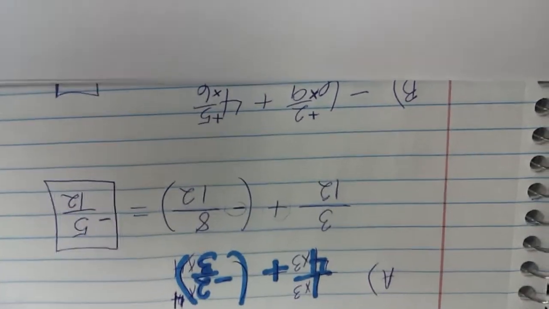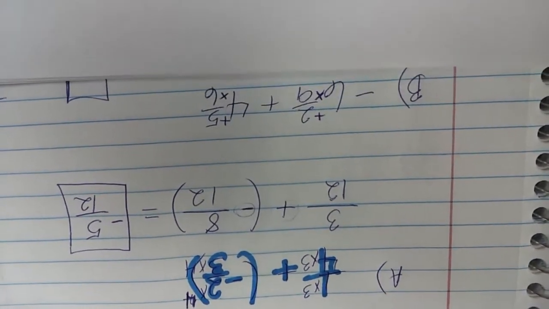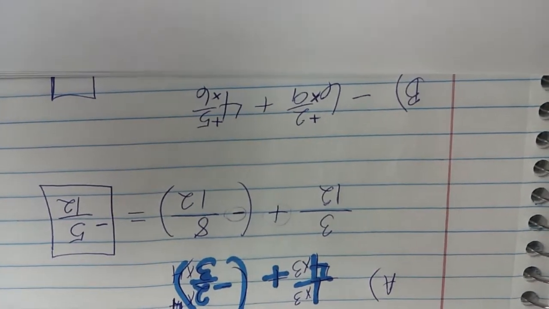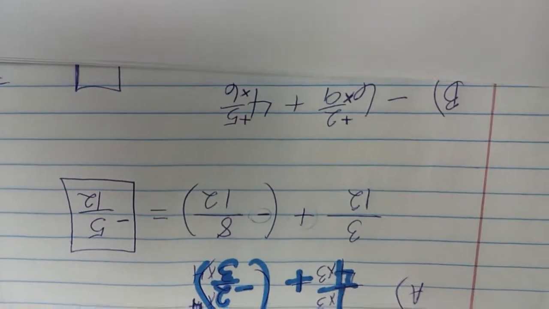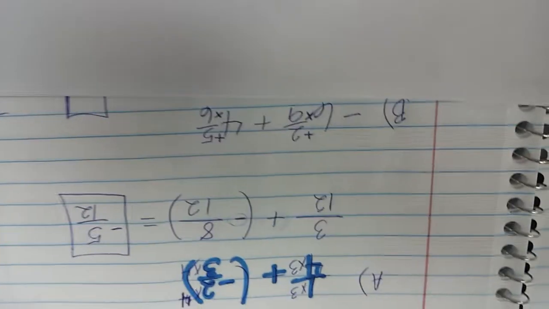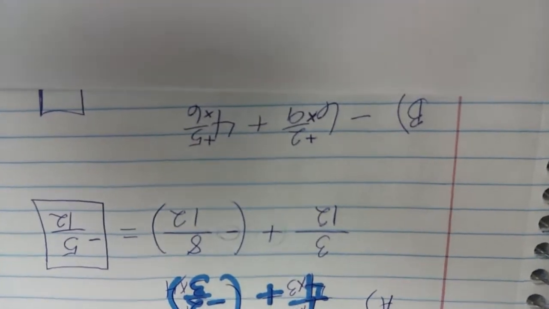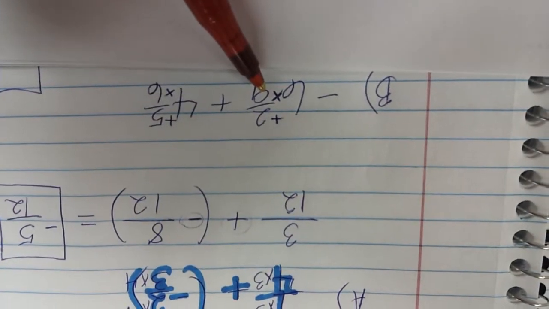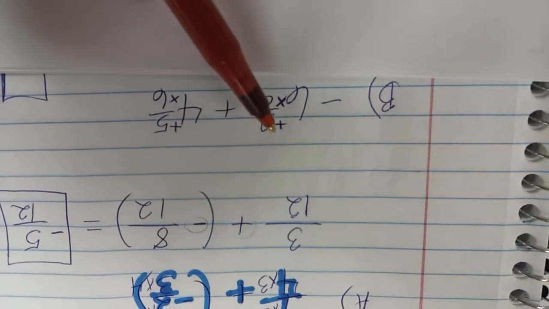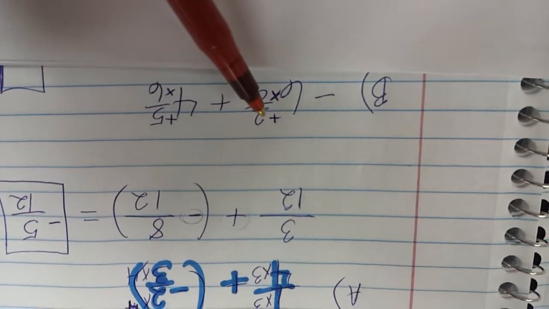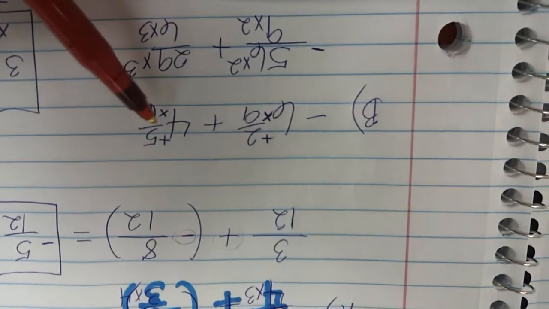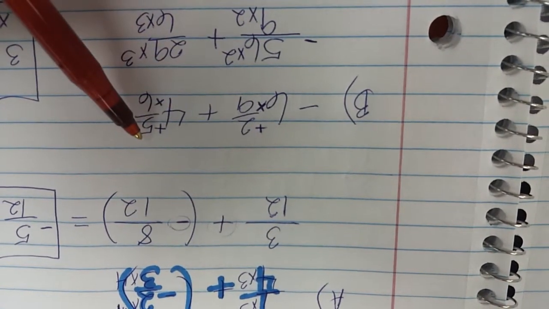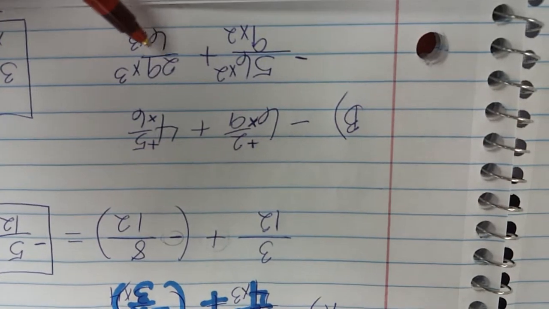All right, letter B. This time I have 2 mixed numbers with different denominators. In this case, the easiest thing to do is to create improper fractions. So this is where we do the whole number times the denominator, and then we add the numerator. 6 times 9 is 54, plus 2 is 56. So we have 56 over 9. On this one, 4 times 6 is 24, plus 5 is 29. Our denominator is still 6.